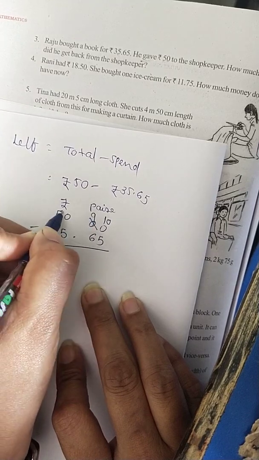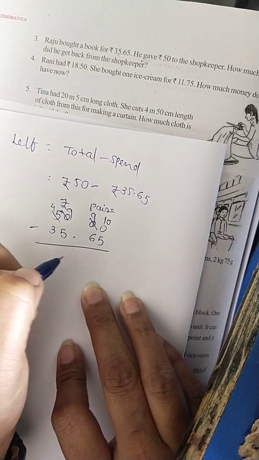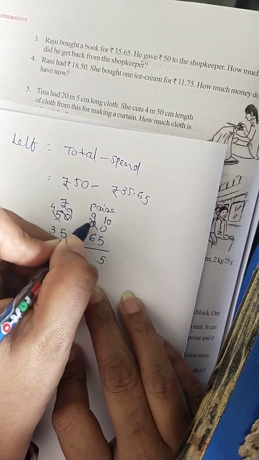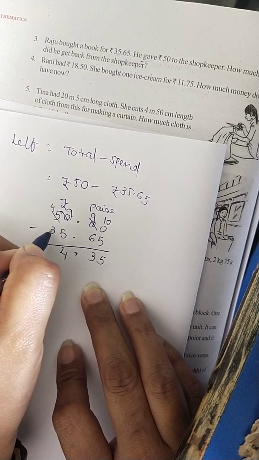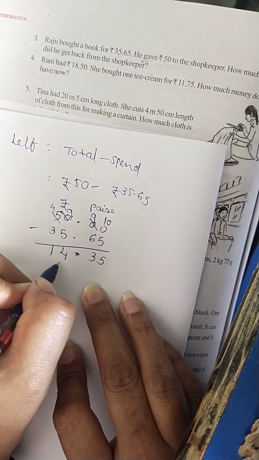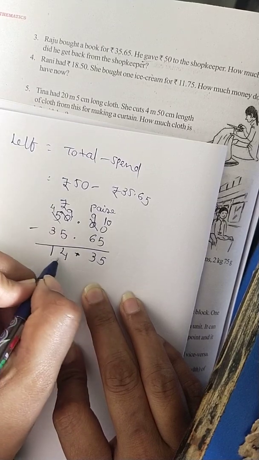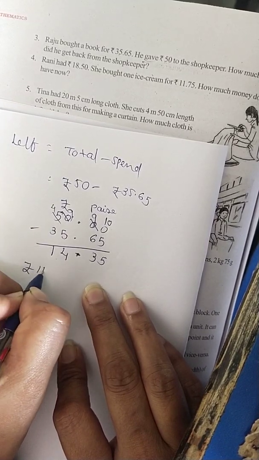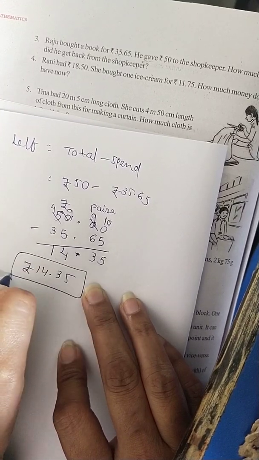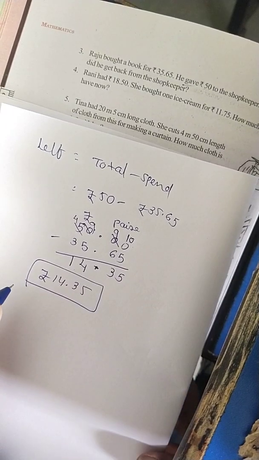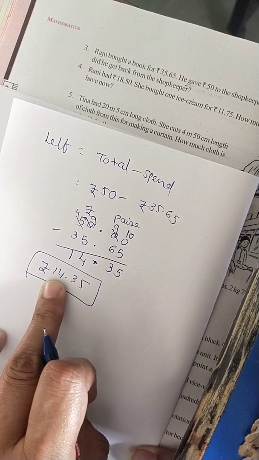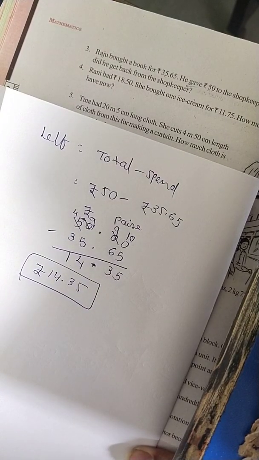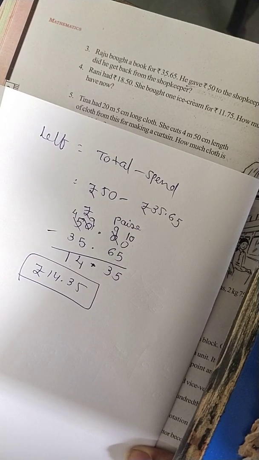Now you have to do the subtraction. Simple. 10, 9, 9 and 4. 5 from the 10, 5. 6 from the 9, 3. Decimal point as it is. 5 from the 9, 4. 3 from the 4, 1. So total is 14.35. It means 14 rupees and 35 paise left with Raju. Okay, he will get back rupees 14 and 35 paise. What he got back? So he got back rupees 14 and 35 paise.